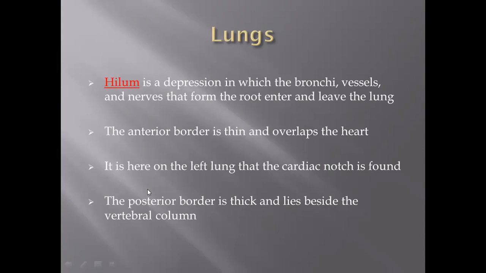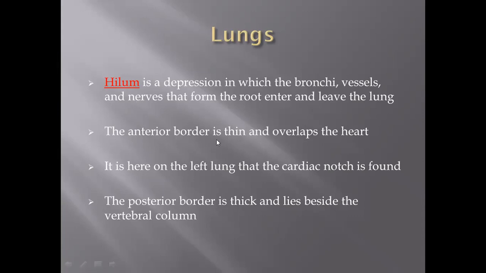Another important structure one should know after the root is the hilum. The hilum is a depression in which the bronchi, vessels, and nerves that form the root enter and leave the lungs. So this hilum is a depression in the medial surface of each lung, right and left. Through that hilum, the roots are there, and through the roots, these important structures, principal bronchi, pulmonary vessels, bronchial vessels, and nerves, are entering and leaving.